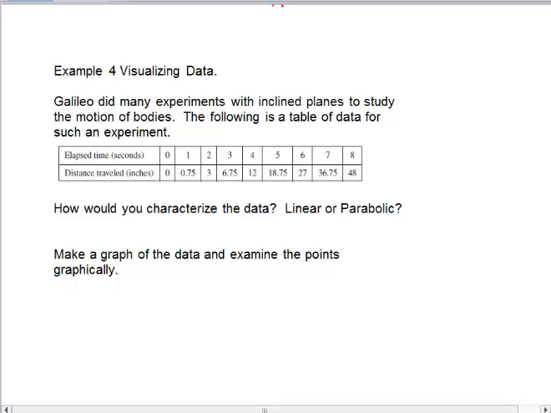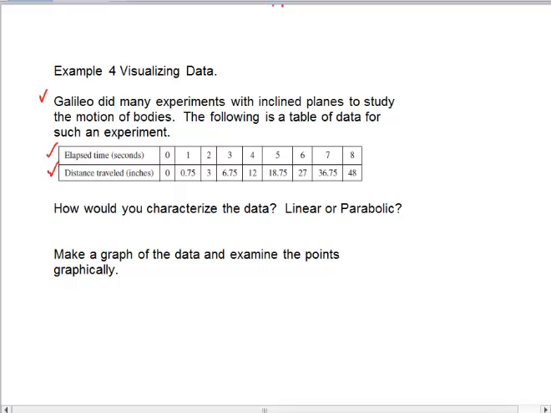As you know from physics, Galileo is one of the founders of observing physical bodies moving, and so there's some data that was taken, and this was taken through the use of inclined planes, and it shows here the elapsed time of balls rolling down inclined planes and how far they traveled.